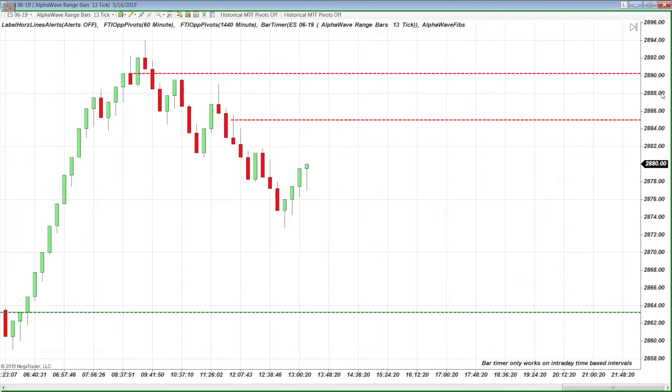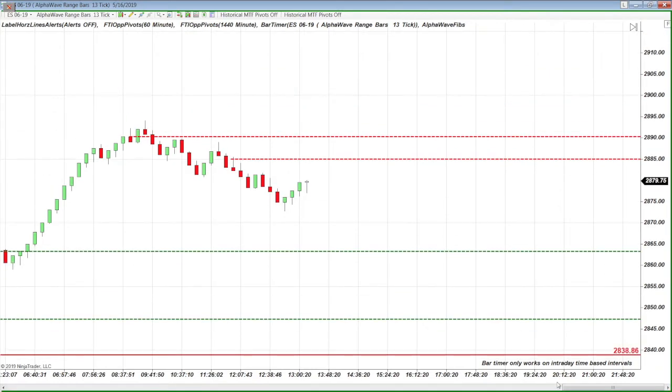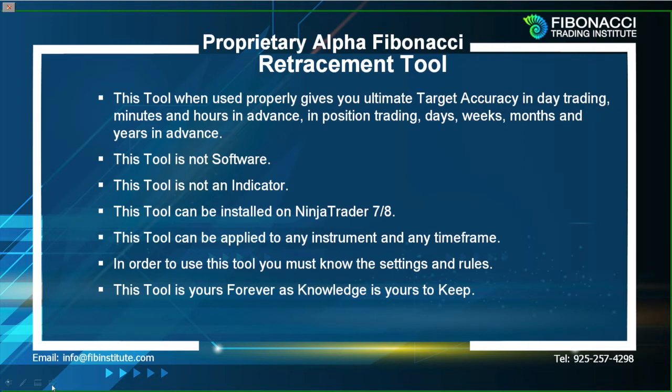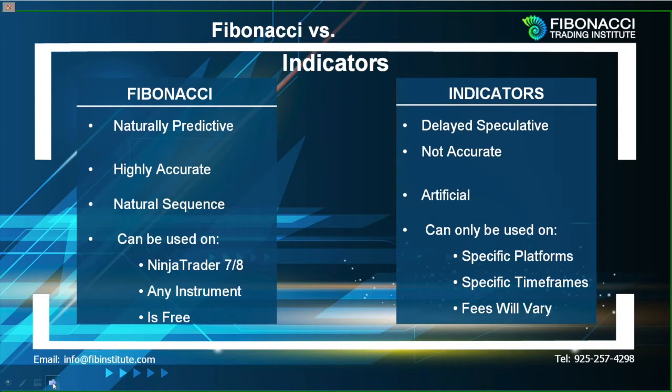Here's a range chart in front of me, one of the favorite charts in our trading room. If you come on a beautiful NinjaTrader chart and you click on drawing tool, what do you see? Fibonacci is not an indicator. Fibonacci is a tool. Knowing how to use this tool properly, you absolutely must know the rules. And once you do, you trade with ultimate accuracy, ultimate consistency on any instrument, any time frame.